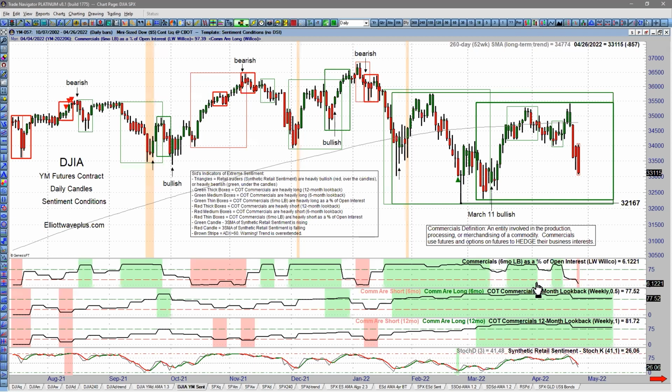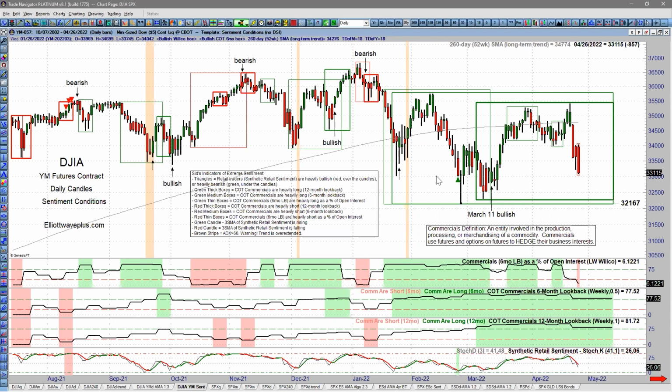I already mentioned the fast, medium, and slower acting indicators of commercials positioning. And if DSI, Daily Sentiment Index, is available, it'd be down here. In this case, it's not, so we use synthetic retail sentiment, my indicator that sort of mimics the DSI.